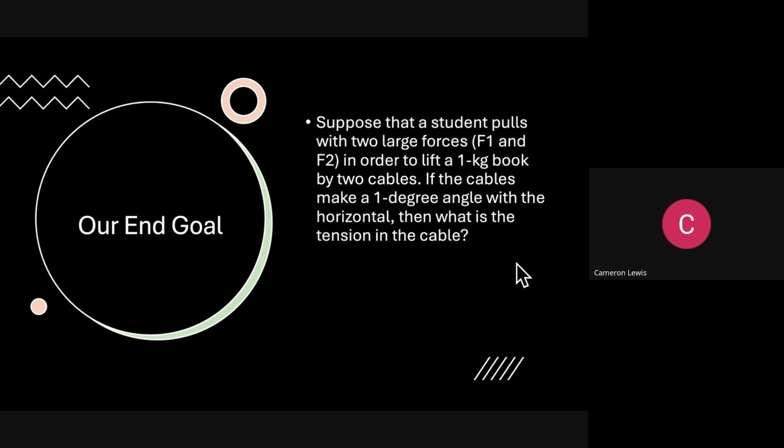Suppose that a student pulls with 2 large forces in order to lift a 1 kilogram book by 2 cables. If the cables make a 1 degree angle with the horizontal, then what is the cable tension in the cable? So we're talking about different forces here, holding them at different angles, and we were talking about equilibrium. So at the end of this, we want to be able to make sure that we can solve this type of problem. So let's take our small steps to get to that.